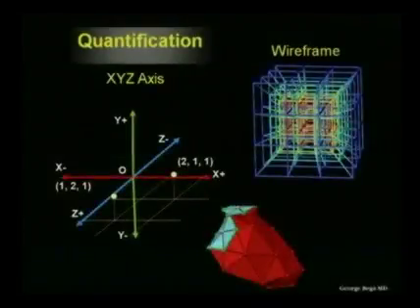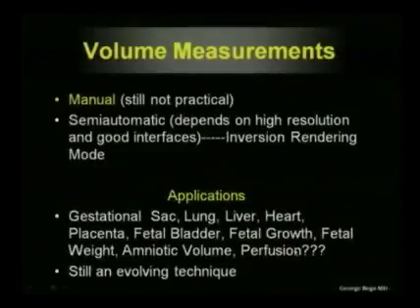Quantification has always been a problem with 2D ultrasound, especially when it comes to volumes. With 3D, these volumes can be acquired and quantified. Any number of voxels can be traced and can be appropriately and accurately quantified. There are a number of reports in the literature that have come up with nomograms for gestational sac, for lung, for liver, heart, placenta up to 14 weeks, fetal bladder, and probably the most appealing one is the study of the fetal growth.